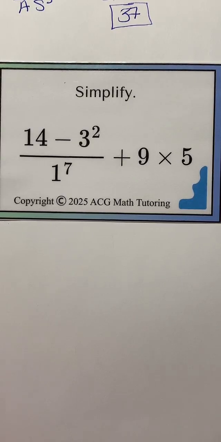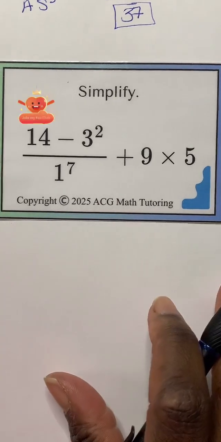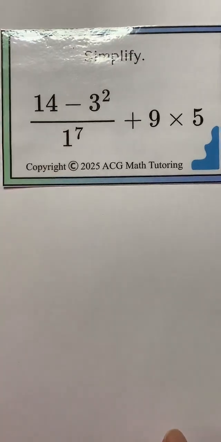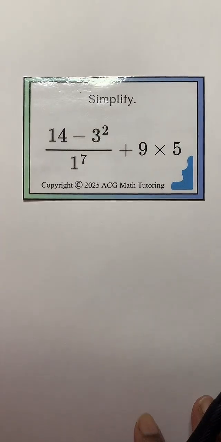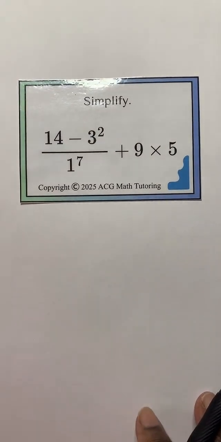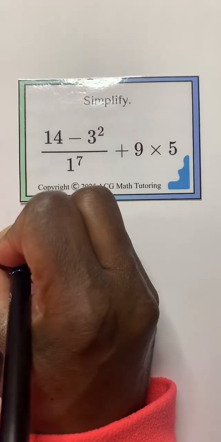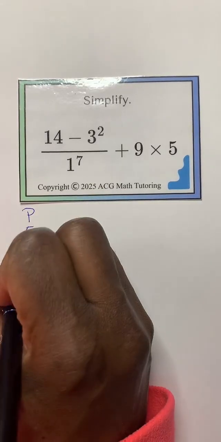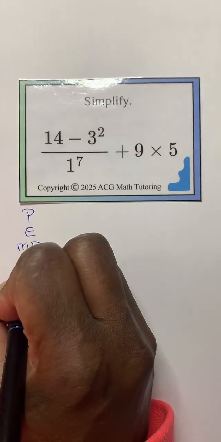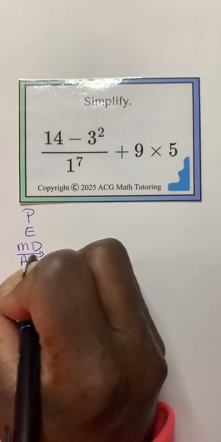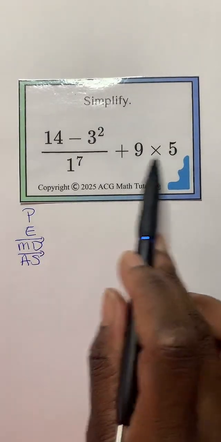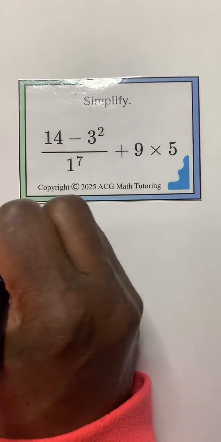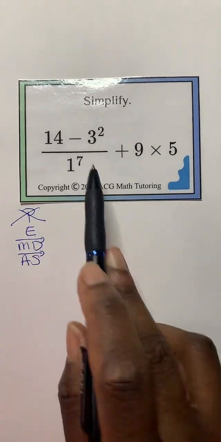5, 4, 3, 2, 1. Okay, so we're going to break this down step by step. Again, let me bring it all in for a little bit. So we have our please excuse my dear Aunt Sally from left to right. Okay. So right now we don't have any parentheses, so don't worry about it. But we do have an exponent.